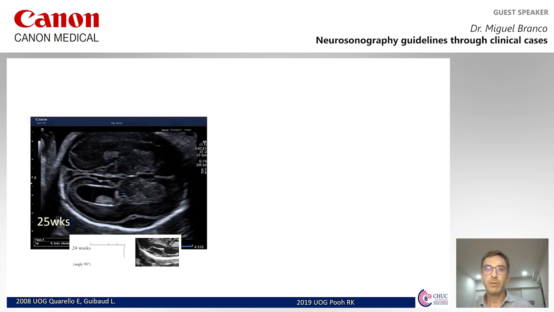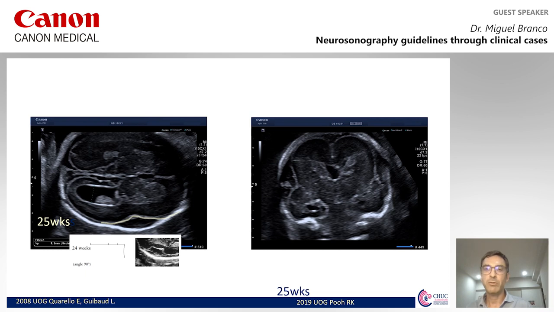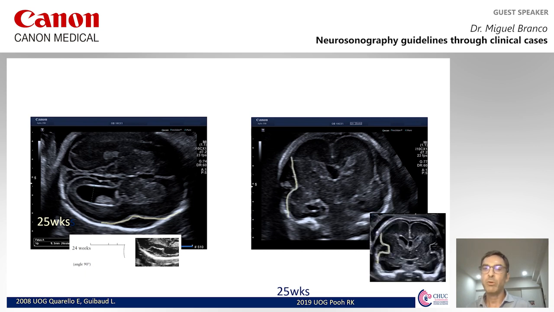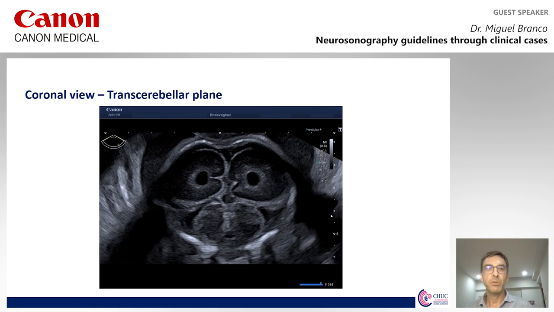This is a plane that we use to study the sylvian fissure operculization. We suspect abnormal sylvian fissure operculization on axial evaluation, like in this case, and in coronal evaluation we confirm it by comparing it to a control. The fourth coronal plane is the transcerebellar one. Here we could identify the occipital horns, the cerebellum, and the calcarine sulci.